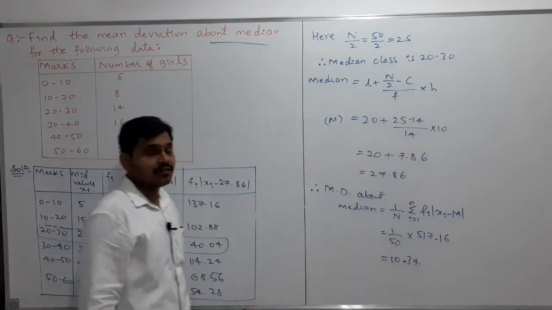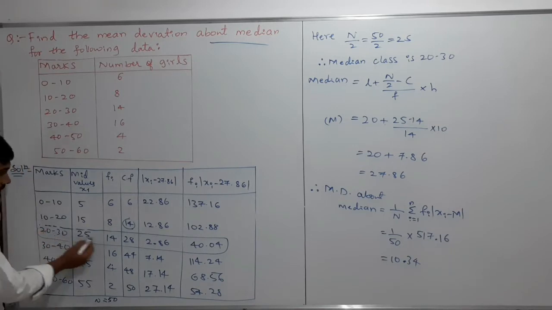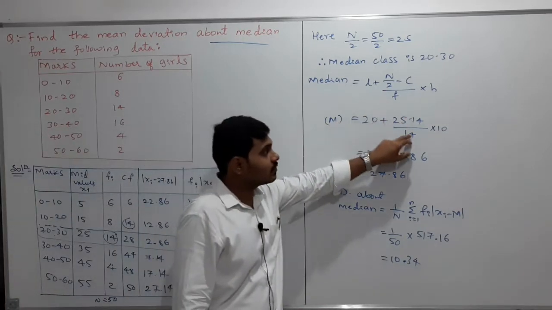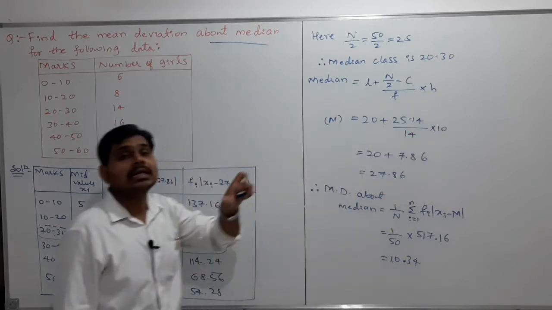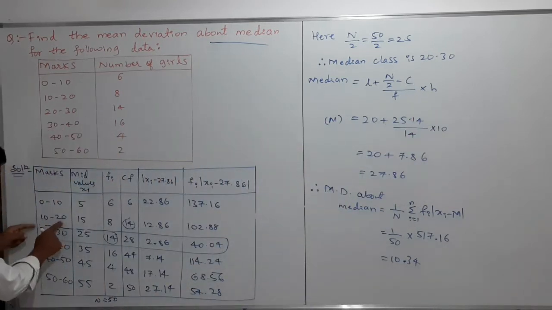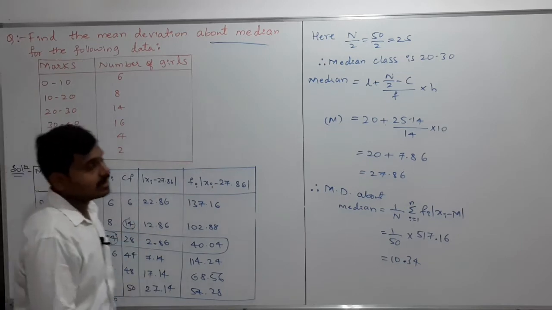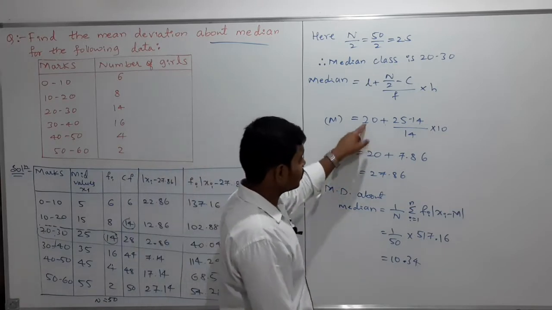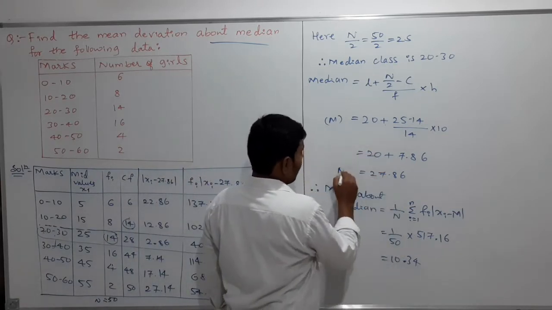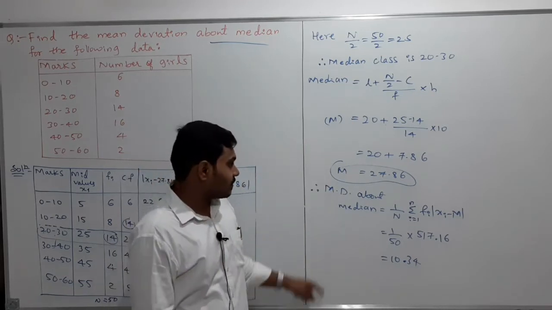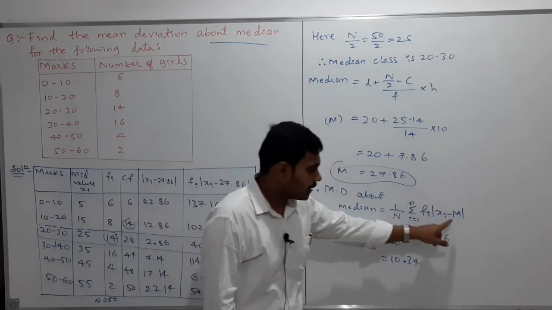F means the frequency corresponding to this median class, which is 14. That's why I wrote the F value as 14, into H. H means the width. From 0 to 10, 10 to 20, 20 to 30, the length of each interval is 10. That is nothing but the H value. Clear? So substitute all these values, and you will get the M value as 27.86.